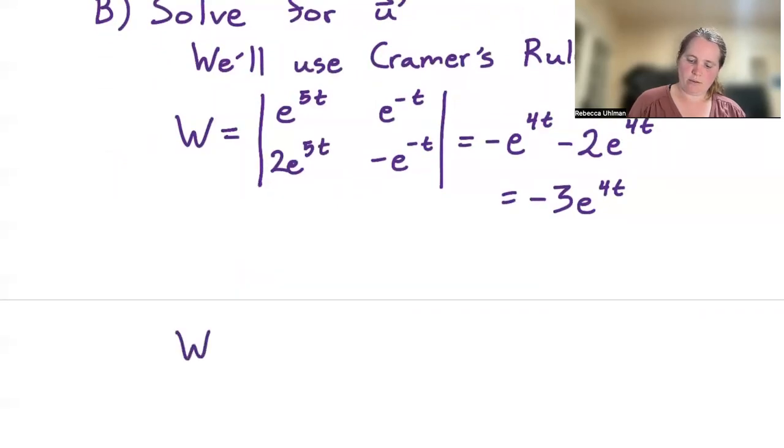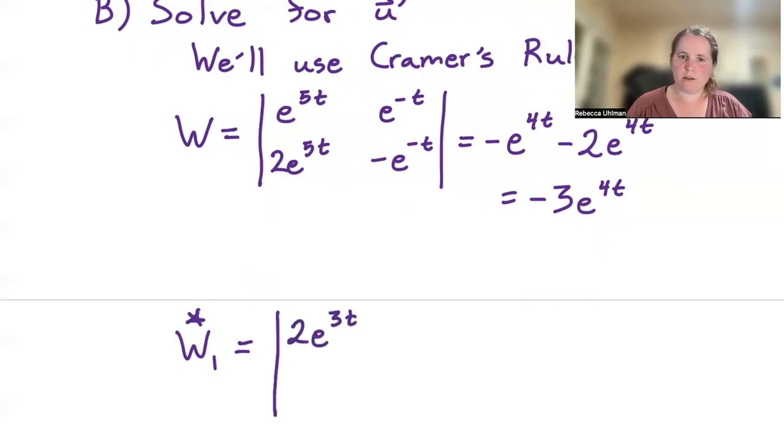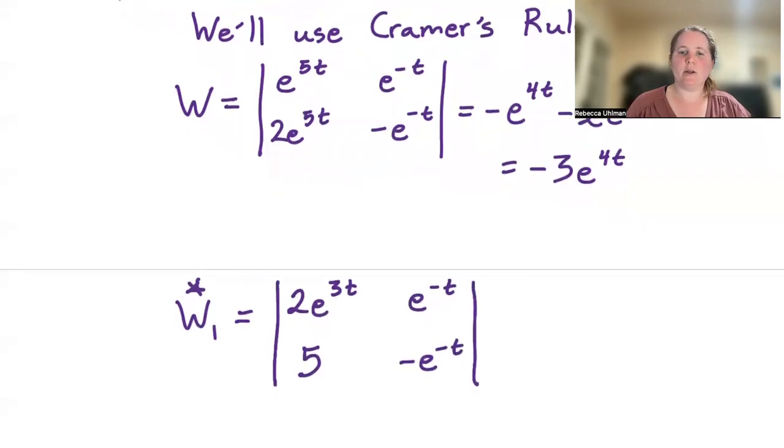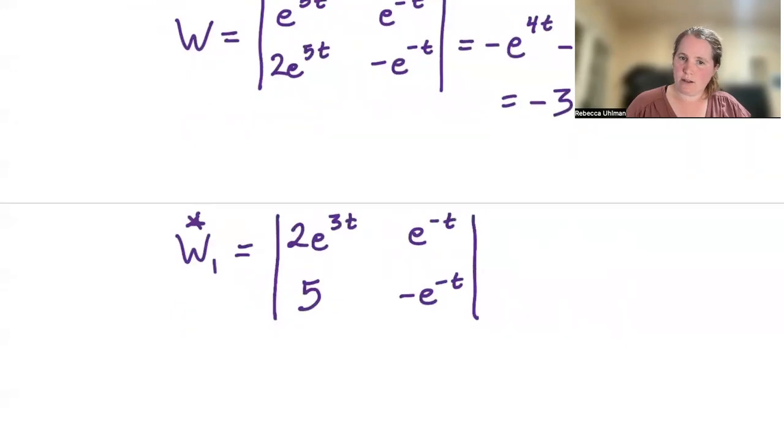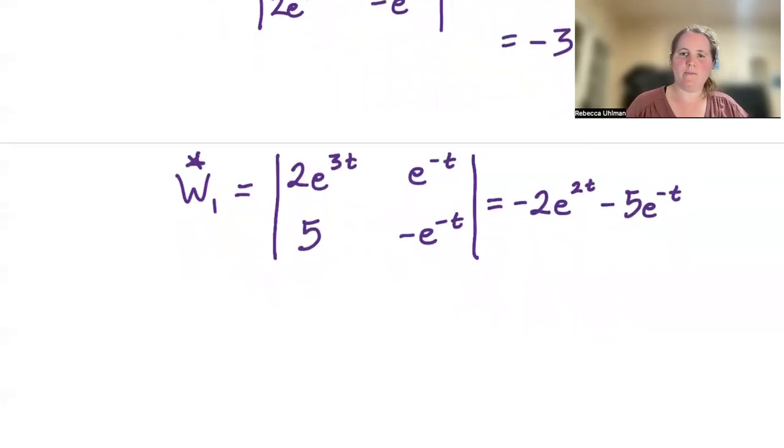Then we have our W1 star, in which we replace the first column with our target vector, our f of t. So we will replace the first column with 2e to the 3t, 5. Leave the second column, e to the negative t, negative e to the negative t, and then take the determinant. So here we are looking at a negative 2e to the 2t minus 5e to the negative t would be our determinant.